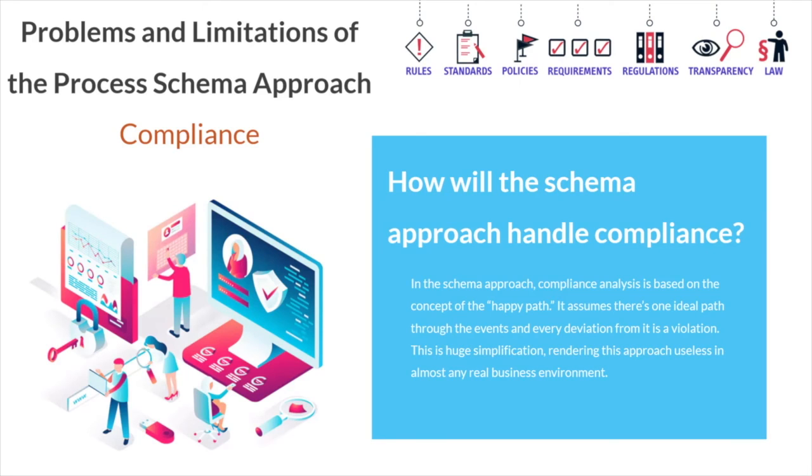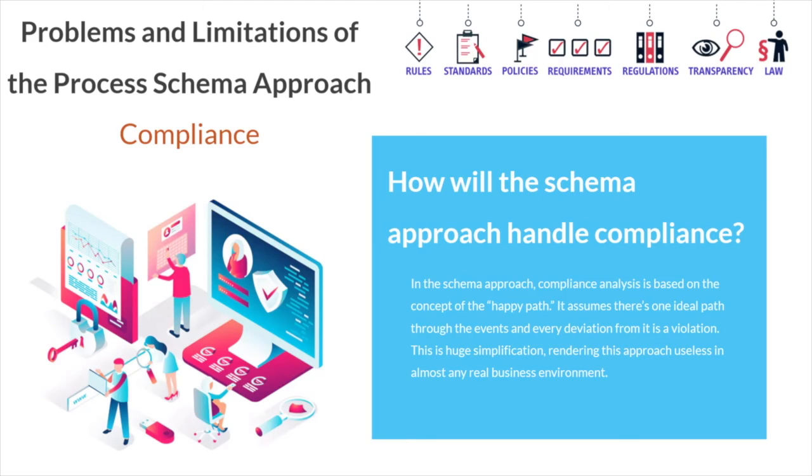Now the happy path method fails to handle these requirements. Therefore, it's missing the mark in ensuring and analyzing process compliance for the enterprise. The second major problem here with the happy path is that it doesn't describe the nature of the violations, but rather declares them as deviations from the prescribed path.